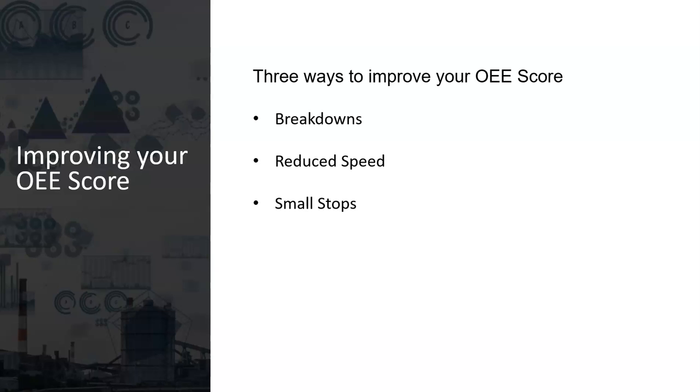Small stops. How many times does a particular asset stop for 2 or 3 seconds? Could your operators even pick up on that? OEE can show you the frequency of these small stops that can add up over time to result in lost productivity. If you can spot a trend in these small stops, you can remove them from your process and increase your productivity, which will certainly bump up your OEE score.